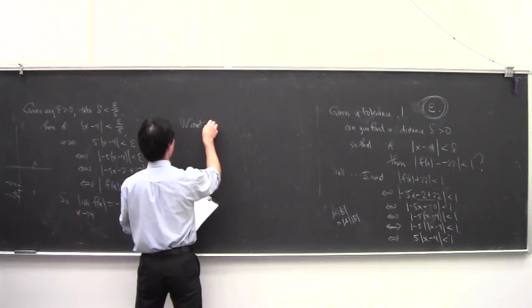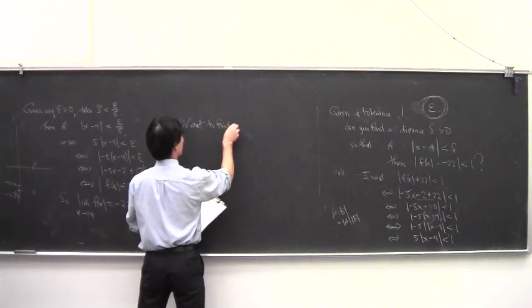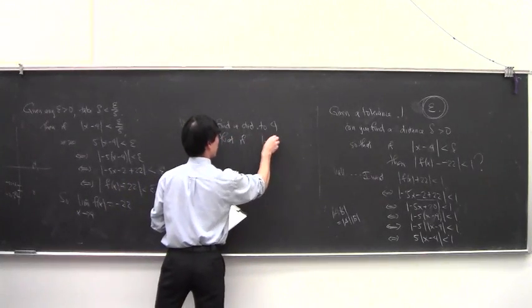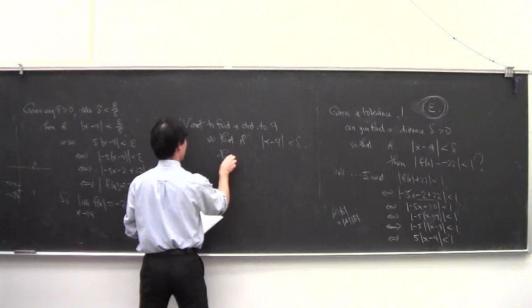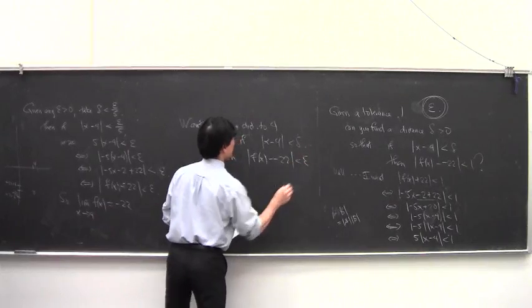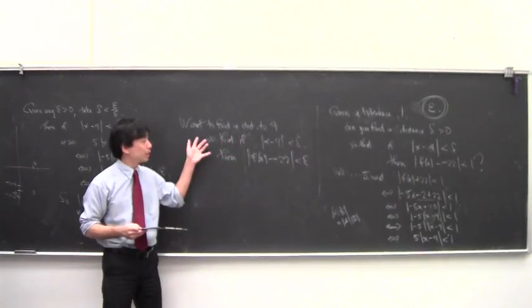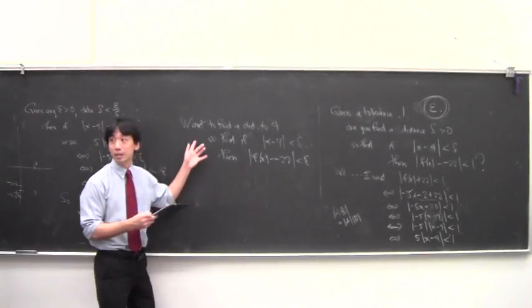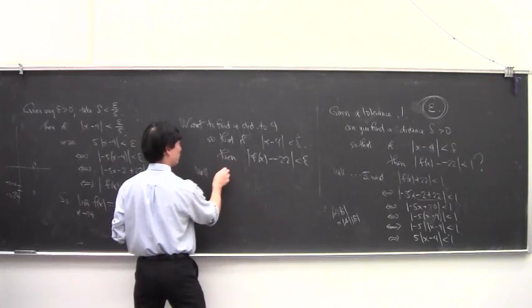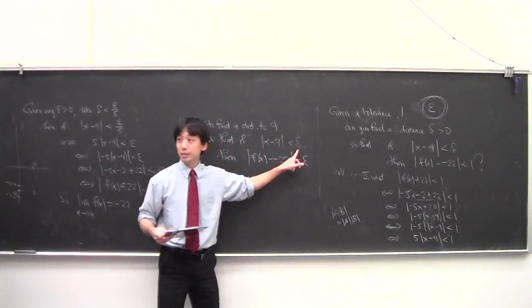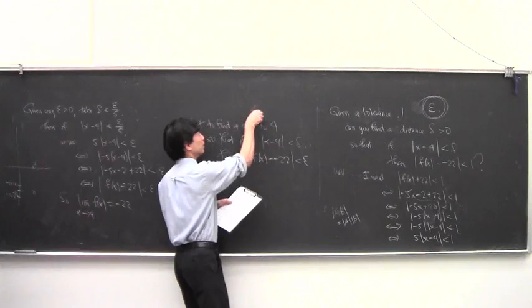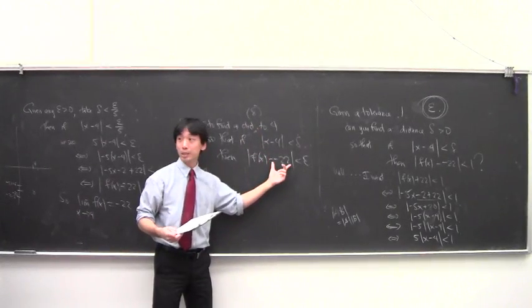You want to find a distance to 4 so that if |x minus 4| is less than that distance, then |f(x) minus (-22)| is less than epsilon. Right? You want to be able to do that for any epsilon. Okay, and then you do it. Right, so this is the distance. It's saying the distance of x to 4 must be less than delta. You want to find a distance delta to 4 so that if this happens, then this happens.